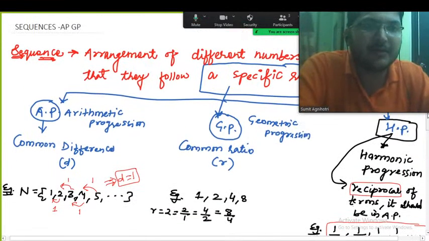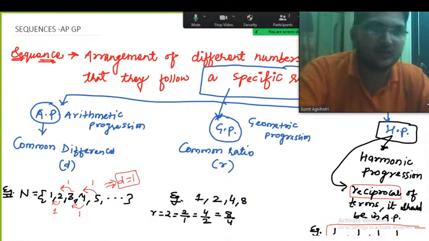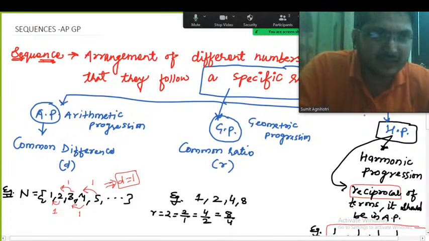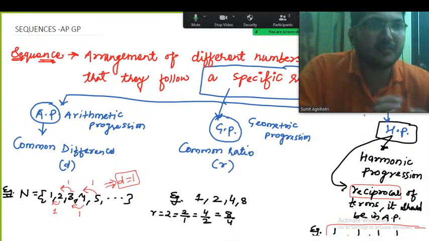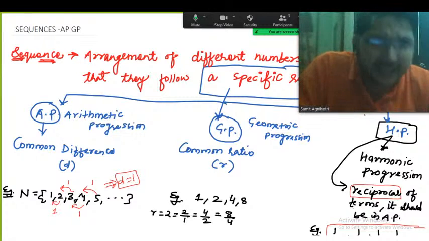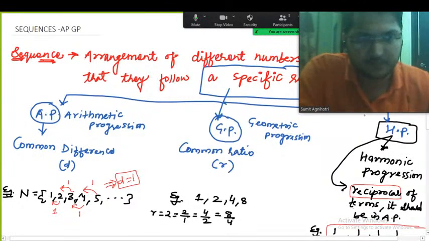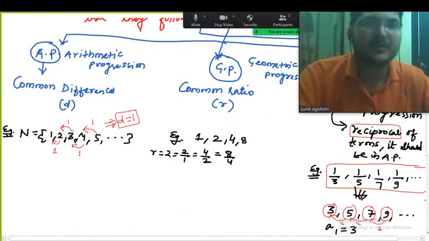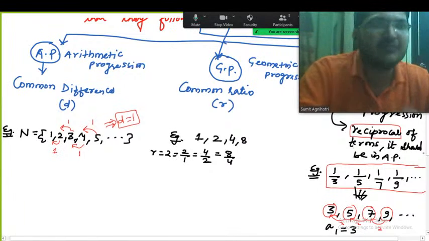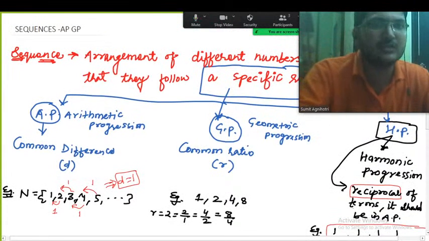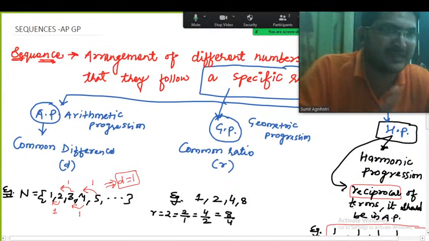Is it now clear about all these three sequences that we have covered so far? The first thing is about sequence. Sequence is simply an arrangement. In this arrangement we basically focus over the rule, and rule may be any rule, but that rule must be common for all of those terms, and that common rule may be common difference being same, common ratio being same, and after taking reciprocal, common difference may be same. And as per these three rules we call them AP, GP and HP respectively.